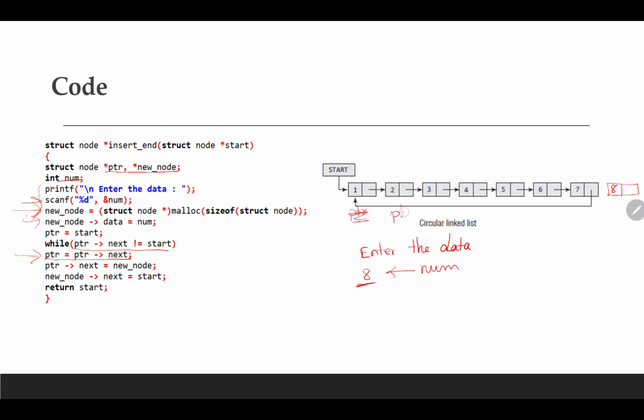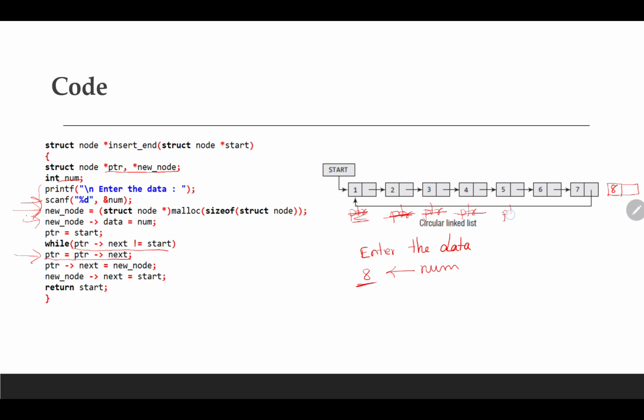So now the next node is the PTR node. Then we check whether PTR next is the start node. No, it is not, so we move the pointer to the next node. Again we check whether PTR next is the start node. No, so we move to the next one. Then next we check whether PTR next is the start node.